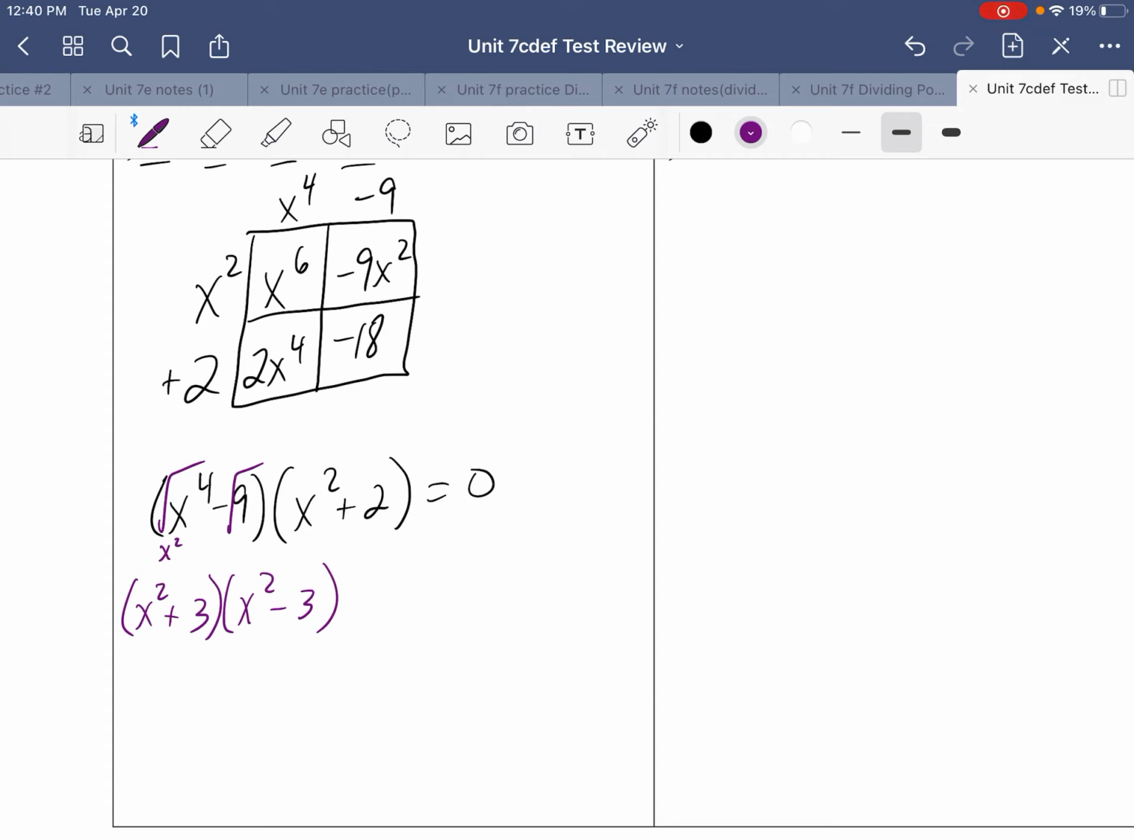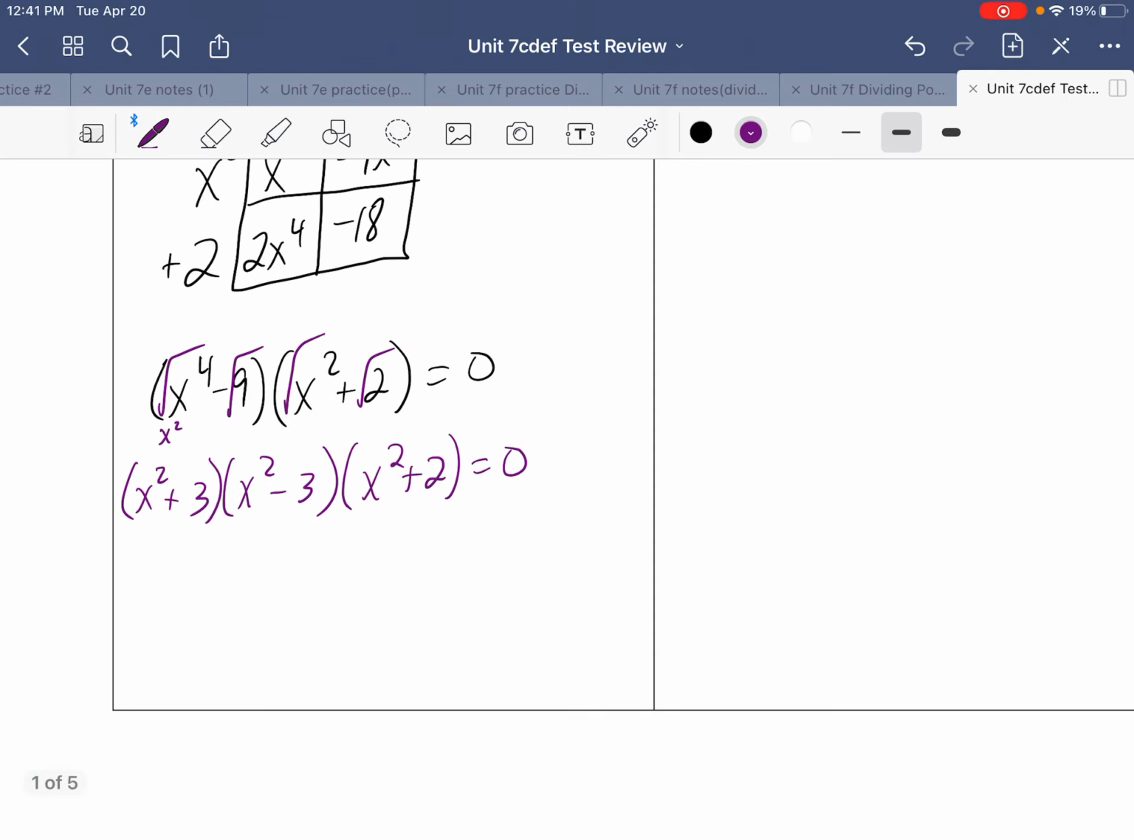Can we do the same thing with the second one? You can't square root 2, so no, that's not factorable. And now we look, how can we solve these factors from here? Well, all of them are missing the b term, so we can set them equal to 0 and solve by square roots.